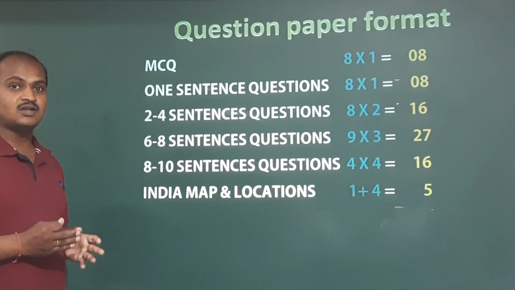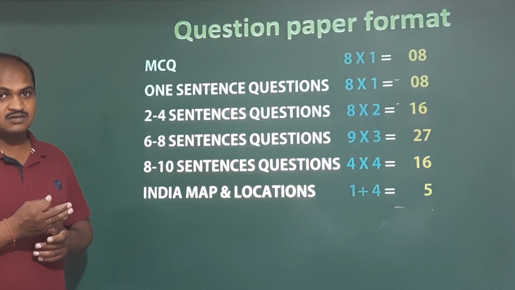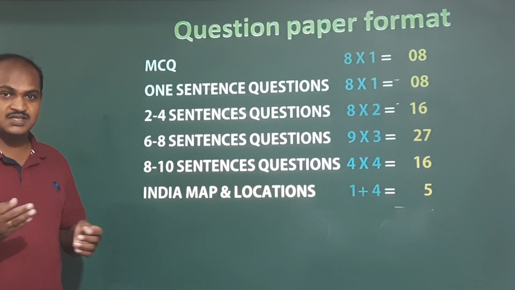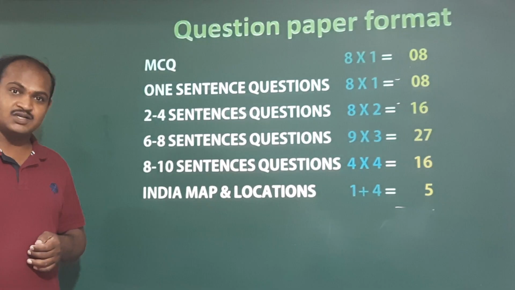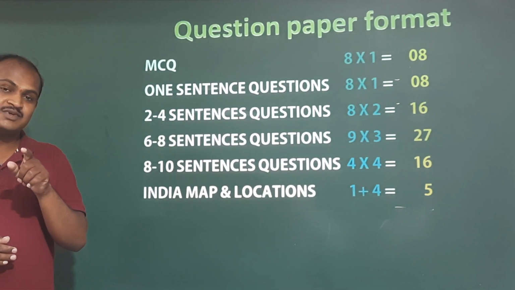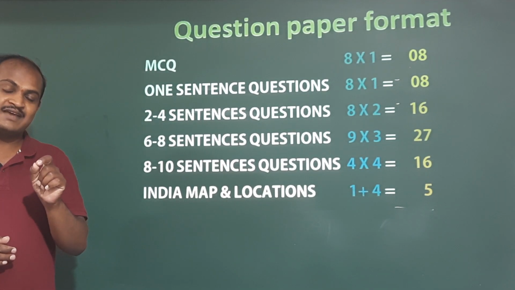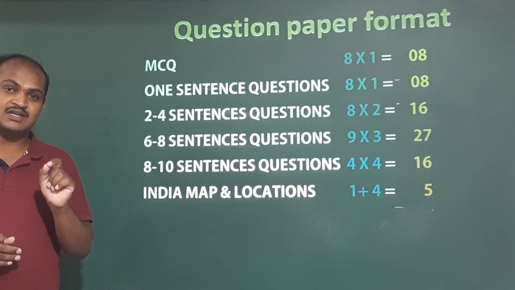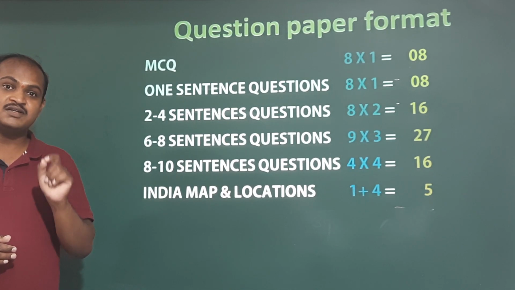Option A, Dalhousie. Option B, Cornwallis. Option C, Robert Clive. Option D, none of these. You should mark the right answer as Robert Clive, option C.